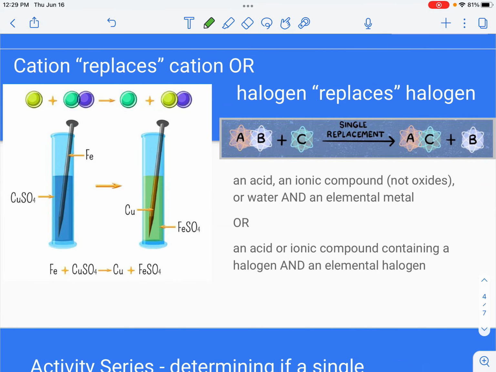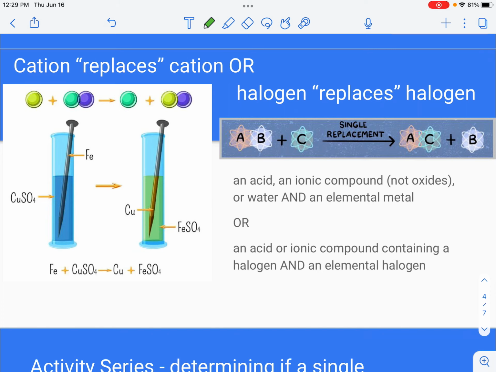All right, so remember that in a single replacement reaction, you have an element and a compound. Later on, we'll start to do these in solution, and we maybe won't see the whole compound. We'll only see the ions that are dissolved in the solution. But for right now, they're going to look like they did in first year.